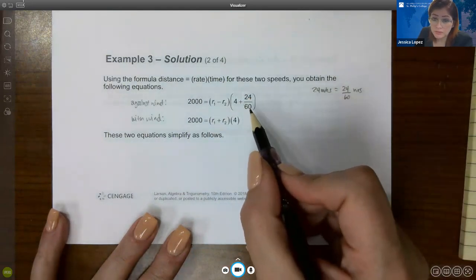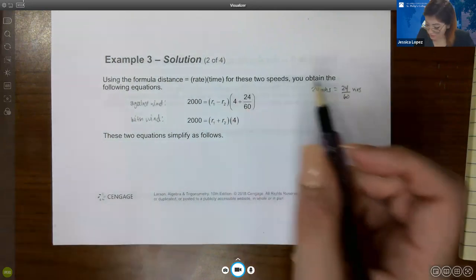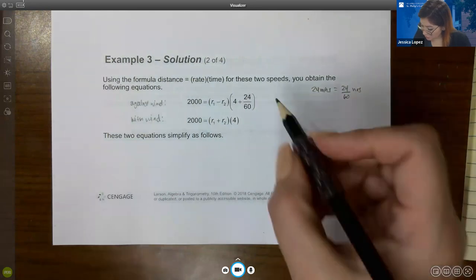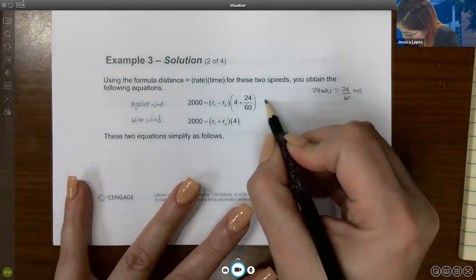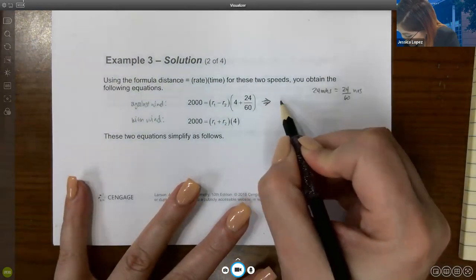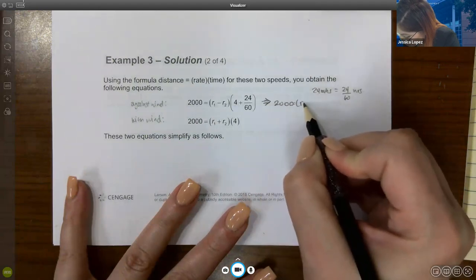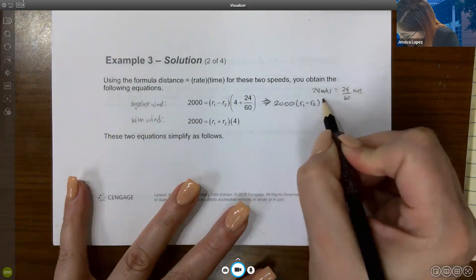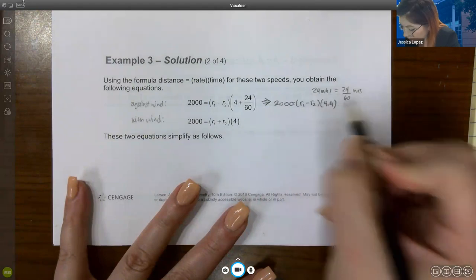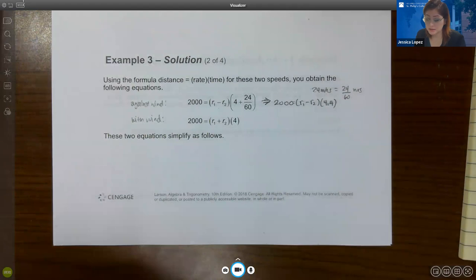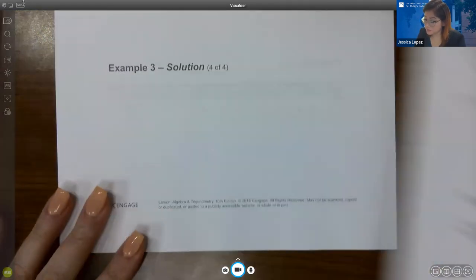So this will now be hours. What is 24 divided by 60? So it's actually like saying 2,000 equals (R1 minus R2) times 4.4, okay? Because 24 minutes is 0.4 of an hour. And then that's what we have. So let's see what they do from there.